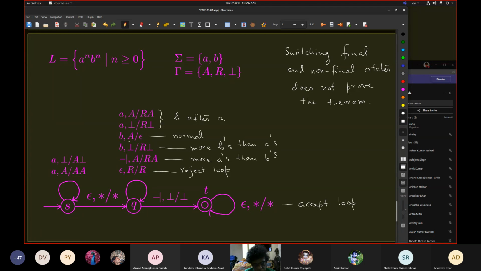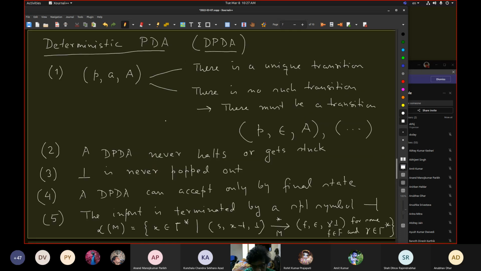Some A's, some B's, whatever. Okay. And even though this has been marked as a final state, the machine cannot take a decision, accept or reject decision, before consuming the entire input. That is by definition, right?